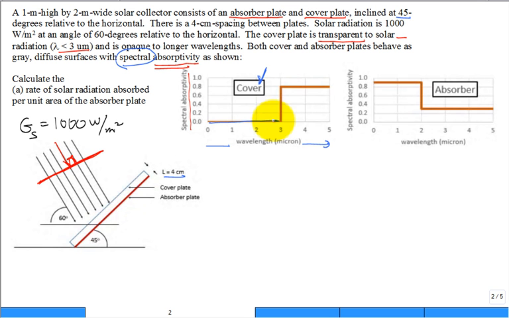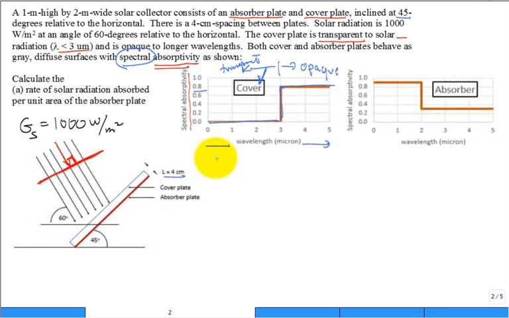But then at 3 microns, there's just a step function. And now, what is the absorptivity? 0.8. And out in this region, it's opaque. And in this region, it's transparent. Okay. So let's try and get this down in our minds.